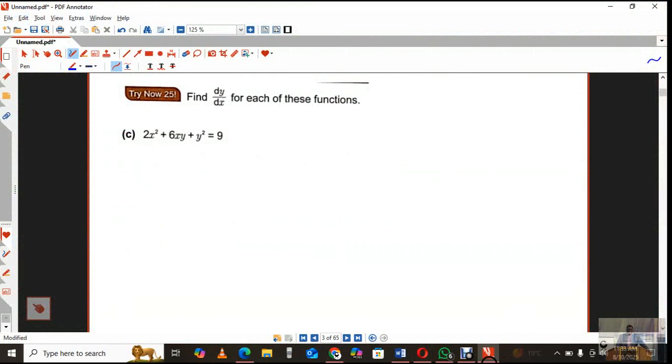So I'm doing a selected part of the Try Nows 25. I'll do Try Now 25. In your textbook, you should be able to check if you have the textbook. Otherwise, you just follow the instruction as I give it here.